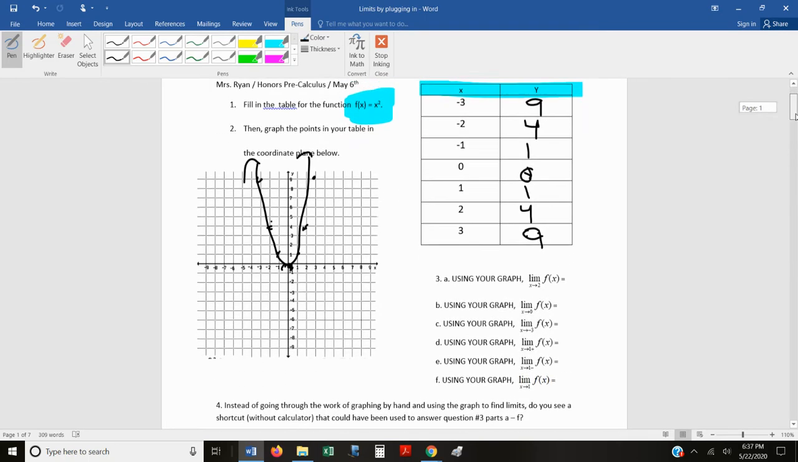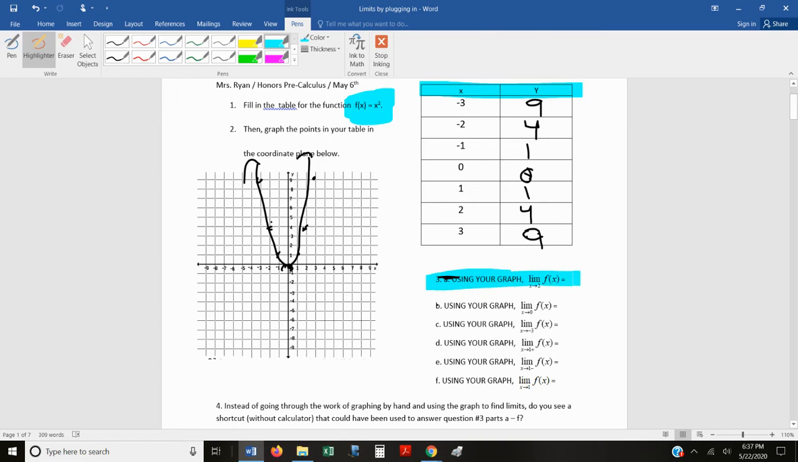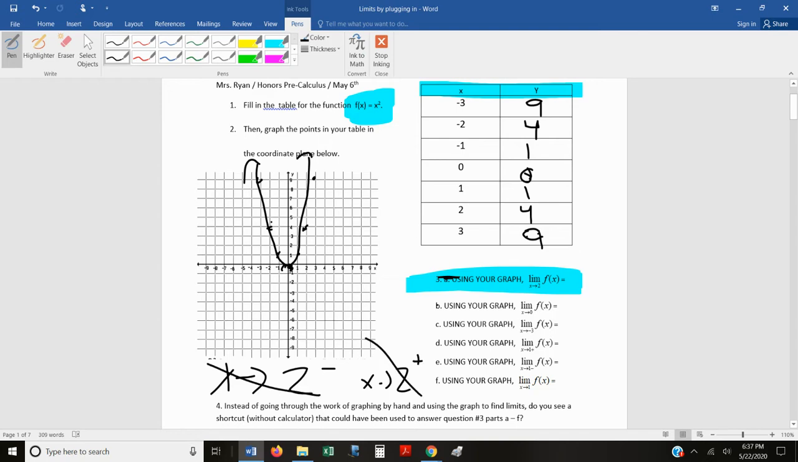And then it says using your graph, what is the two-sided limit as x goes to 2? So there's not a little plus sign. It's not x going to 2 from the smaller numbers, or x going to 2 from the bigger numbers. It's just the two-sided limit, x going to 2. So you look at 2.